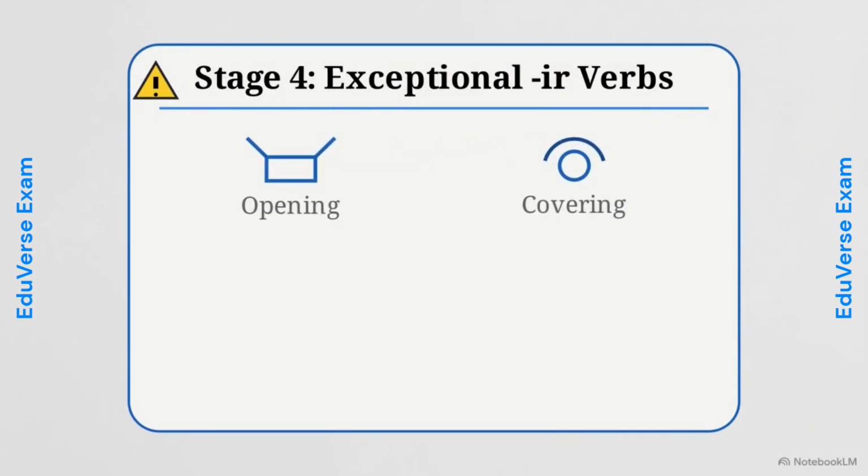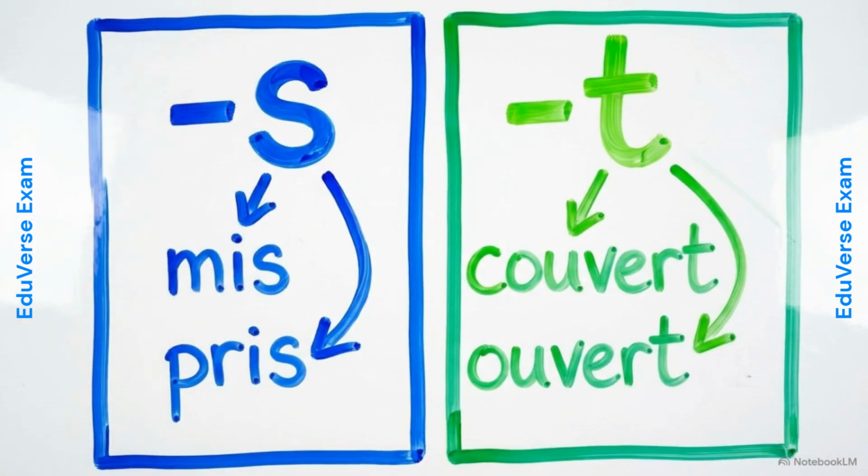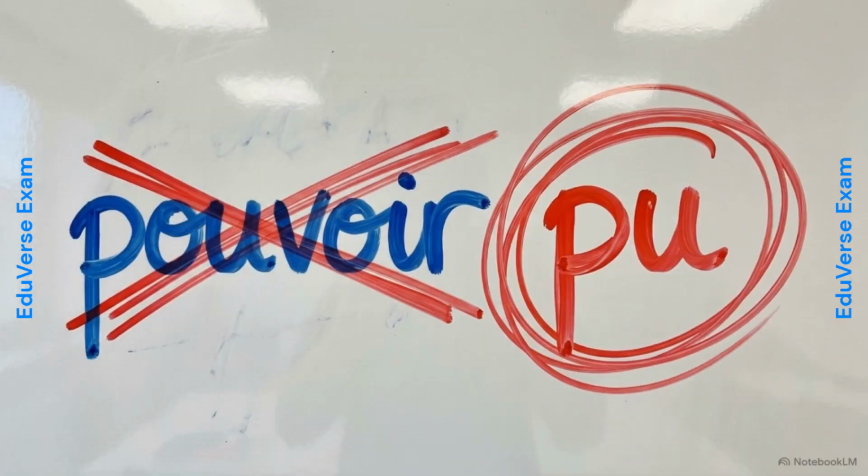You can usually identify these exceptions through a common theme. They relate to opening or covering something. For couvrir and ouvrir, the ending becomes T, giving us couvert and ouvert. Placing these outliers into columns based on their consonant stops them from being confused with the regular patterns. That brings us to the 5th and final column.